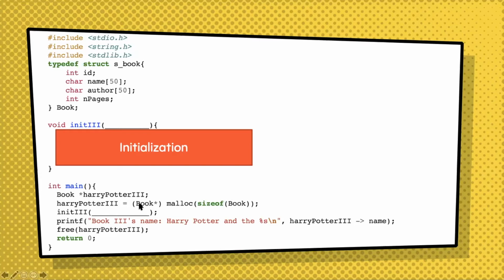Okay, so then my question is, what should be filled here, and what should be filled as the function argument for init3 if you're doing initialization here?